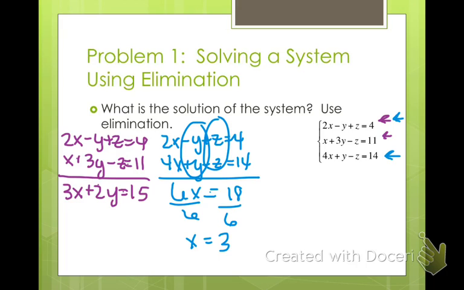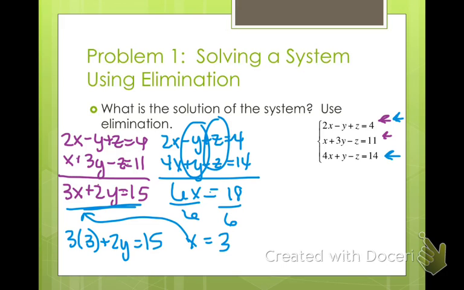I'm going to take x equals 3 and, since I've already solved this one for x and y, plug this in for this x here. So 3 times 3 plus 2y equals 15. This is 9, so I subtract 9 from both sides. I get 2y equals 6, divide by 2, y equals 3.